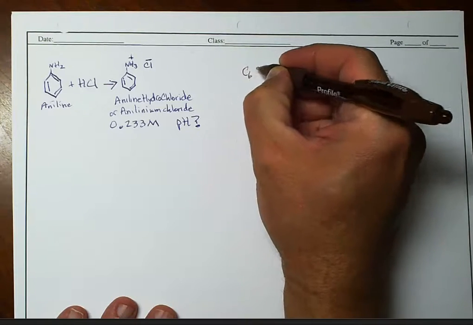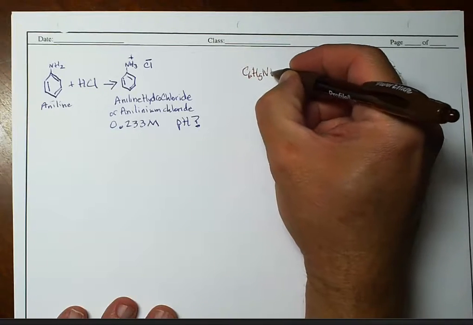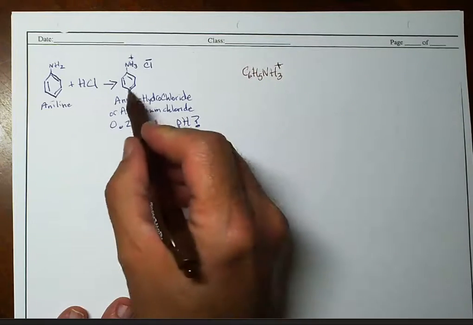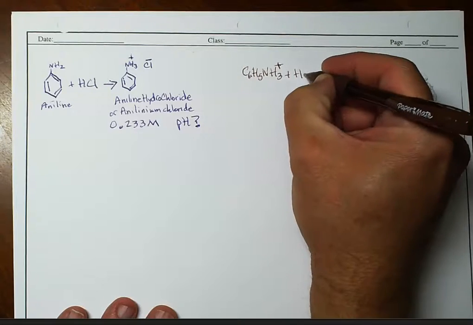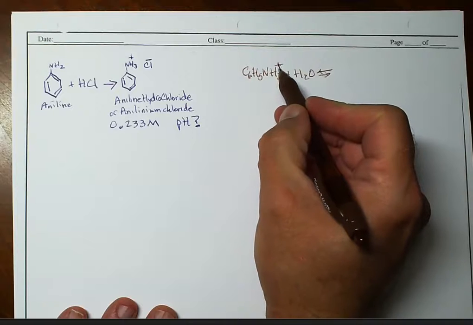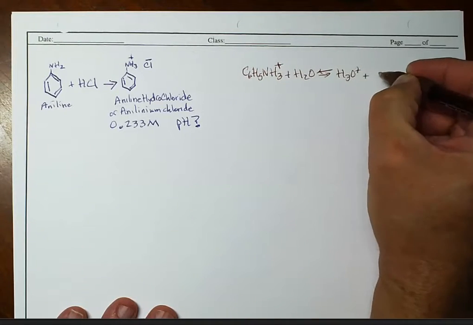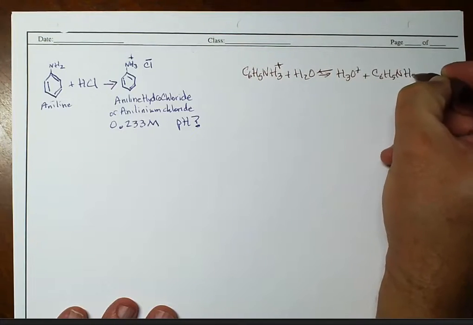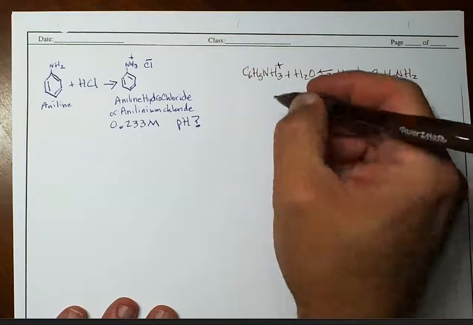We've got 6 carbons, 5 hydrogens, and NH3 that is positively charged. Okay, so that is this thing, anilinium. That will react with water by giving one of these 3 hydrogens, the positive one, to the water so that we get hydronium, and we get aniline, C6H5NH2. We're producing hydronium, so it's acting like an acid.